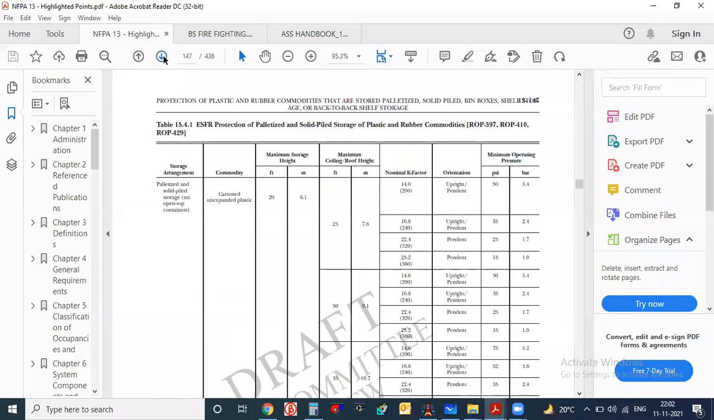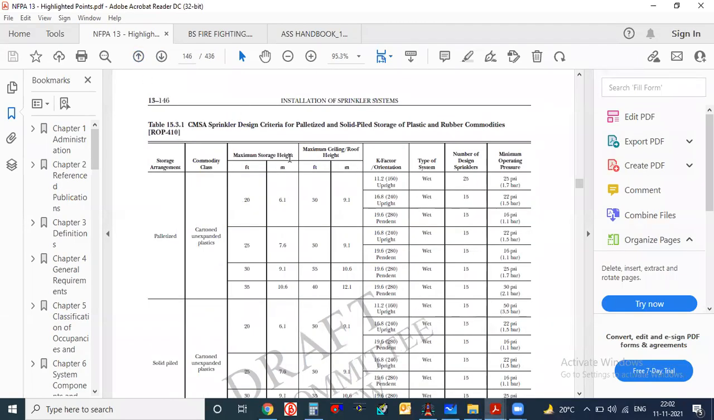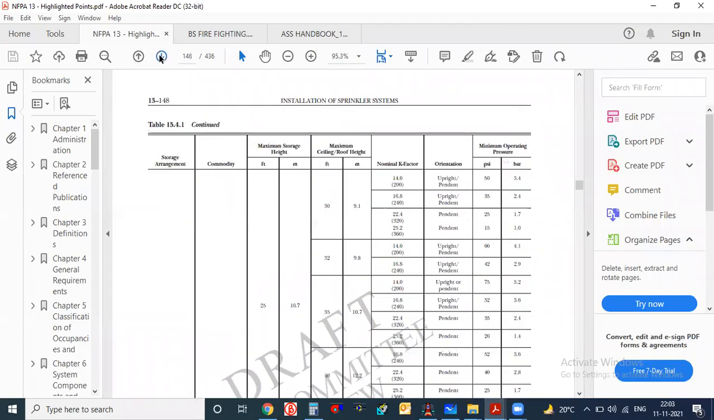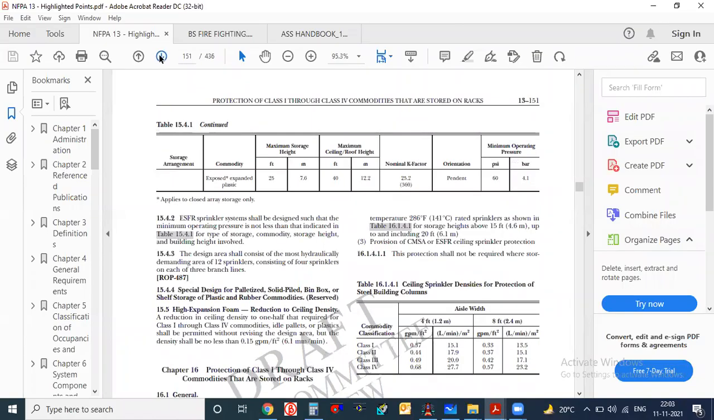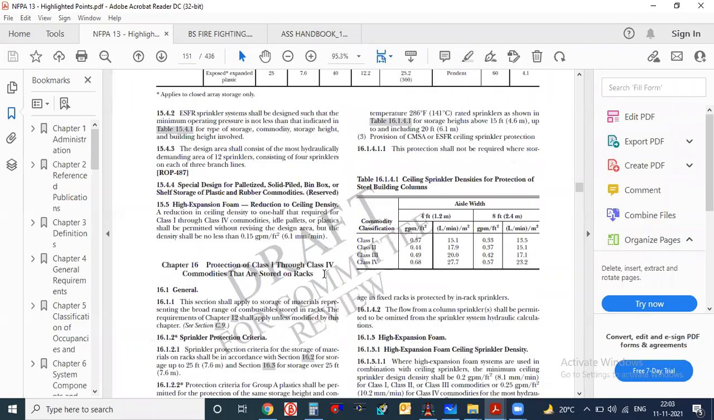And next they have given something about the ESFR protection. Again, the ESFR table always looks like this. The CMSA sprinkler table always looks like this. Just you have to check what is the type of storage they are talking about, because here they have given different ranges. And after that, so many things are given here. You can just skip those.